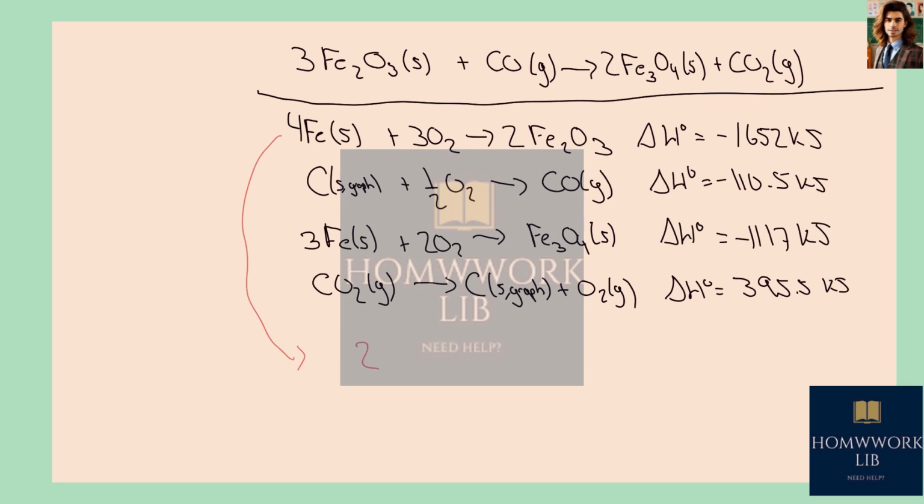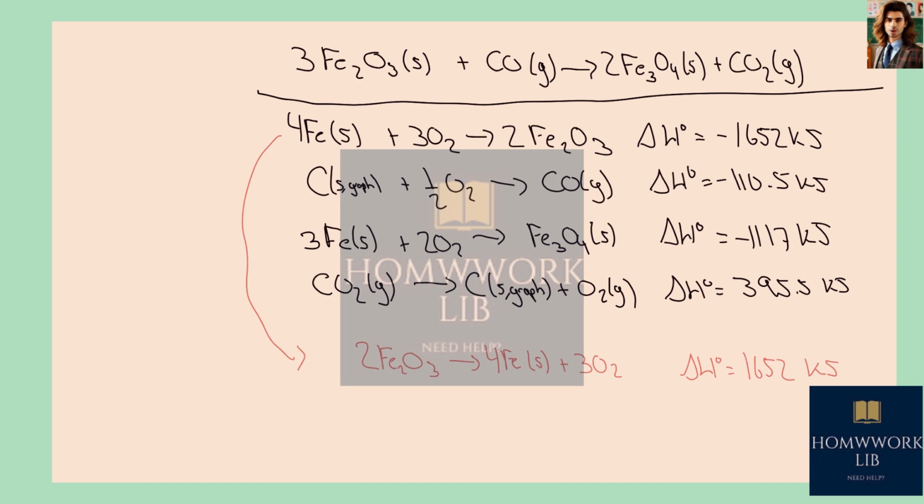So 2 Fe2O3 is going to produce 4 of iron solid plus 3 of O2, and the delta H for this is going to be 1652. Remember, when we switch up the values, we need to change the sign of the enthalpy.